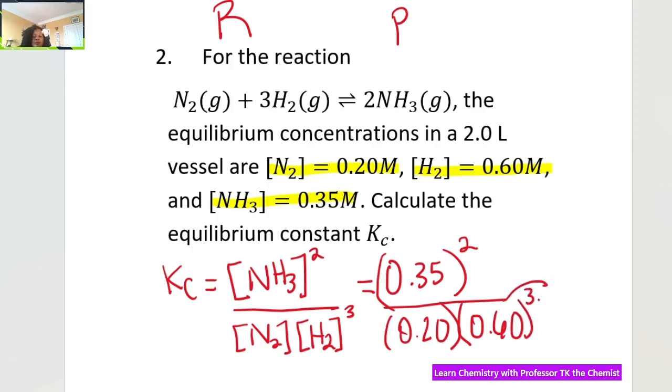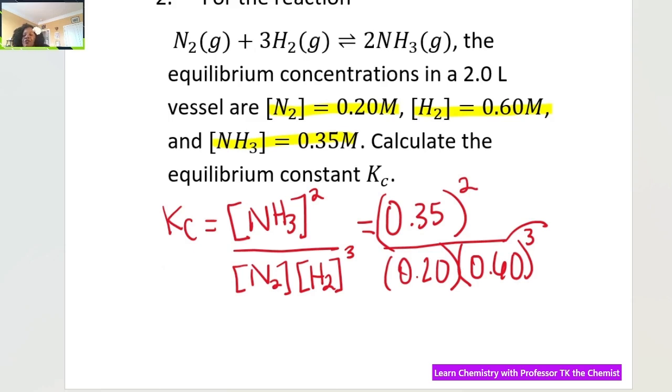Okay? Now, let's go ahead and do the top number right here. All right? Now, what you're going to do, you're going to take the 0.35 and you're going to square that, and we're going to put that in right here. So this is going to be equal to 0.1225. That's your top number.